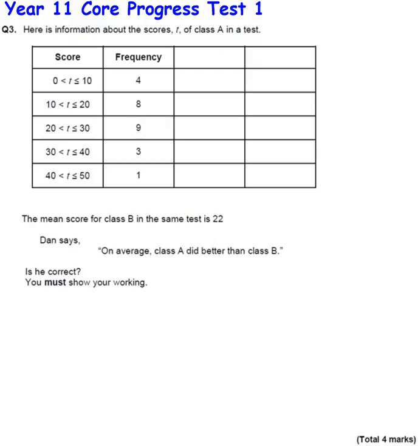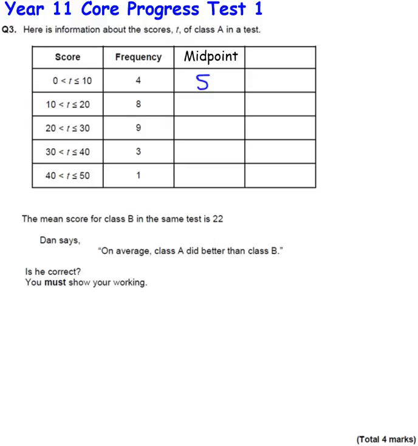So we need to try and find an estimate for the mean from the group frequency table. The first stage is to find the midpoints of each of the intervals, as even though we have 4 people, which is the frequency, who have scored between 0 and 10, we don't know what values they've scored. So we need to take an average, so this will give us 5 as the midpoint.